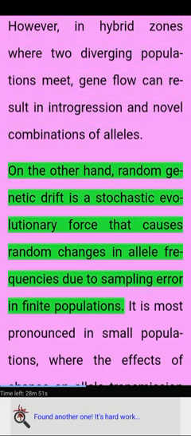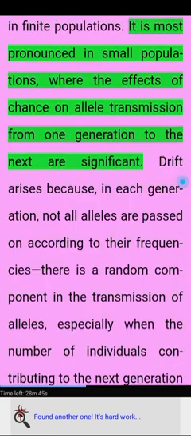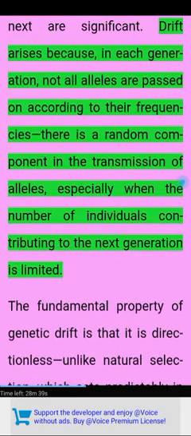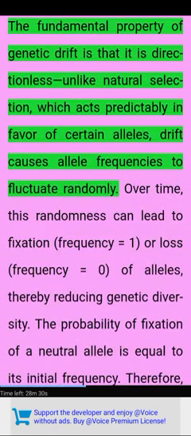On the other hand, random genetic drift is a stochastic evolutionary force that causes random changes in allele frequencies due to sampling error in finite populations. It is most pronounced in small populations, where the effects of chance on allele transmission from one generation to the next are significant. Drift arises because, in each generation, not all alleles are passed on according to their frequencies. There is a random component in the transmission of alleles, especially when the number of individuals contributing to the next generation is limited. The fundamental property of genetic drift is that it is directionless.